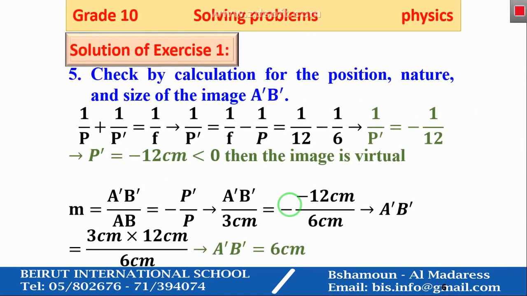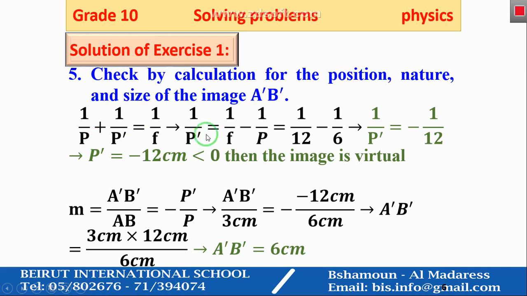Check by calculation for the position, nature, and the size of the image A'B'. To check it by calculation, we use Descartes' formula. Using first Descartes' formula, 1 over P plus 1 over P' is equal to 1 over F. We know that F is equal to 12 cm and P is equal to 6 cm from the given. So we are going to calculate P'.